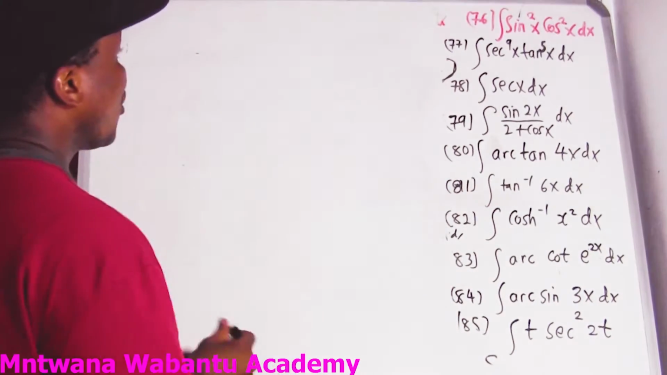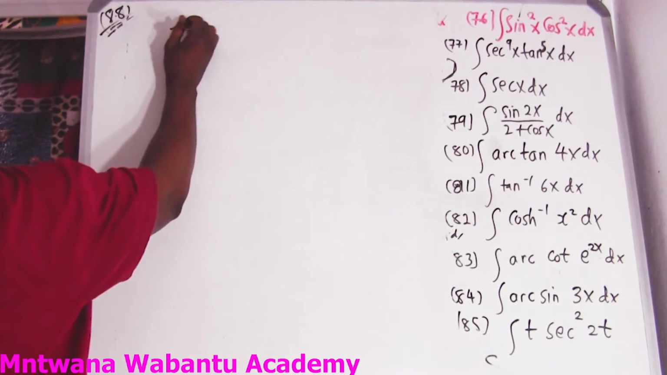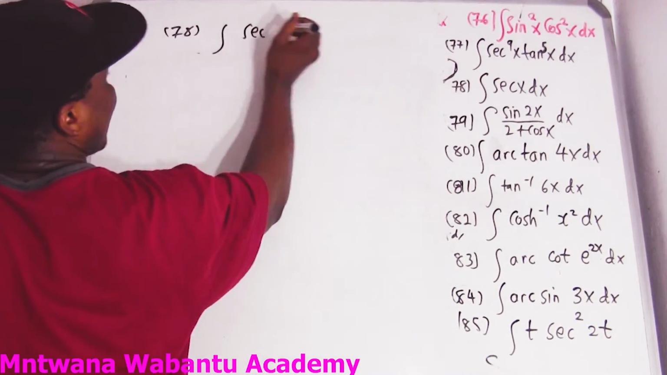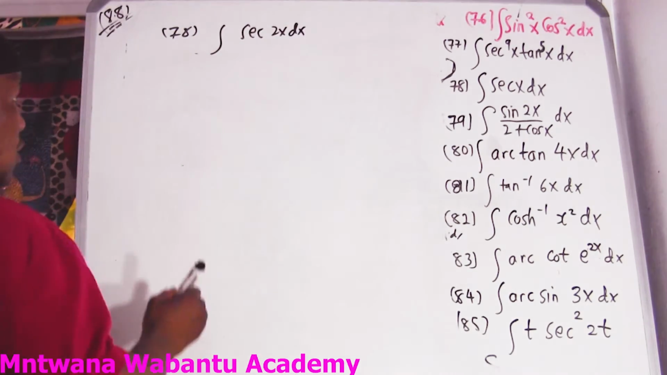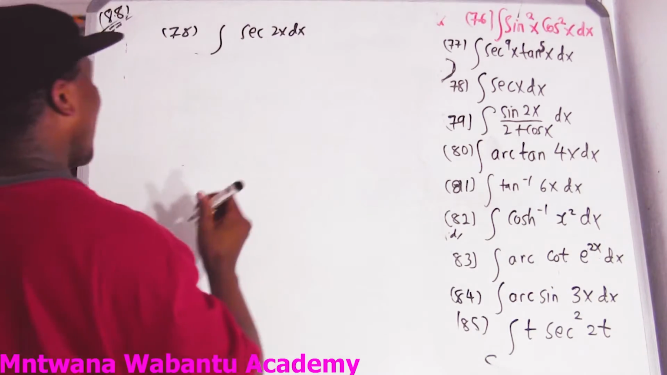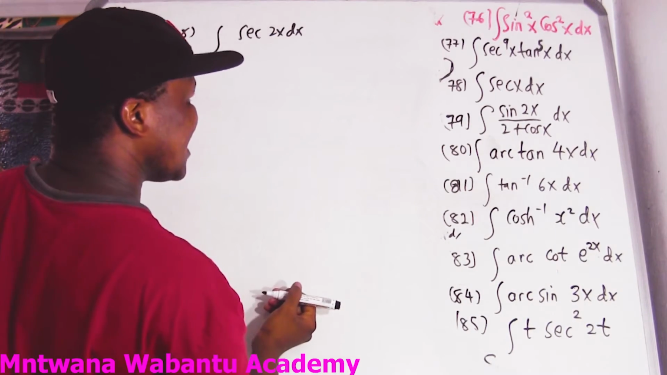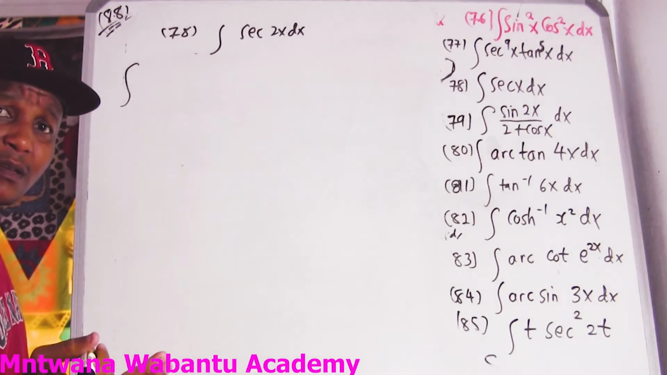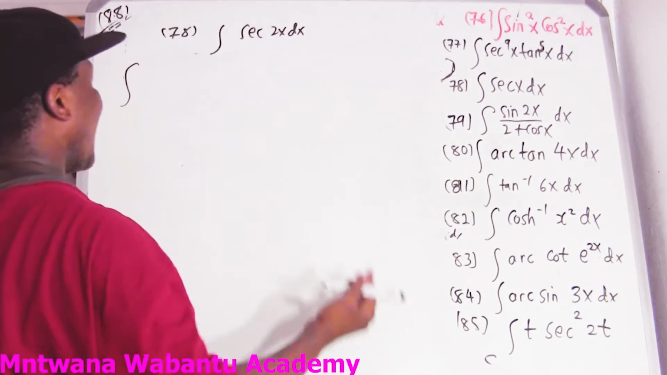Okay, now we go to the next question. This one we're done already, now we go for this one. 78, integral of sec 2x dx. So what we're going to do is the same game here. I'm going to introduce it, but I think I did this already. Yes, I did. Since it has a 2, let's do it again.